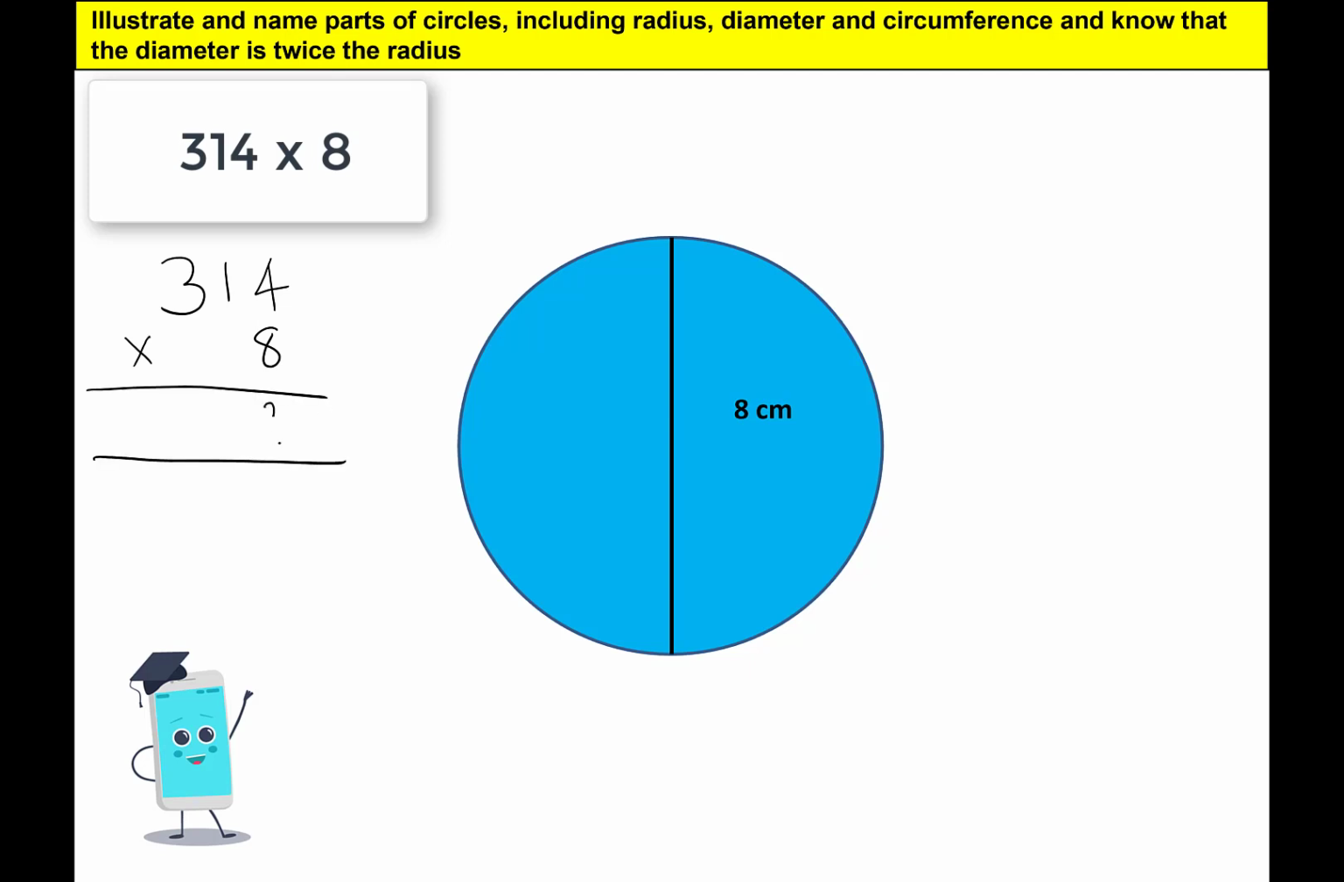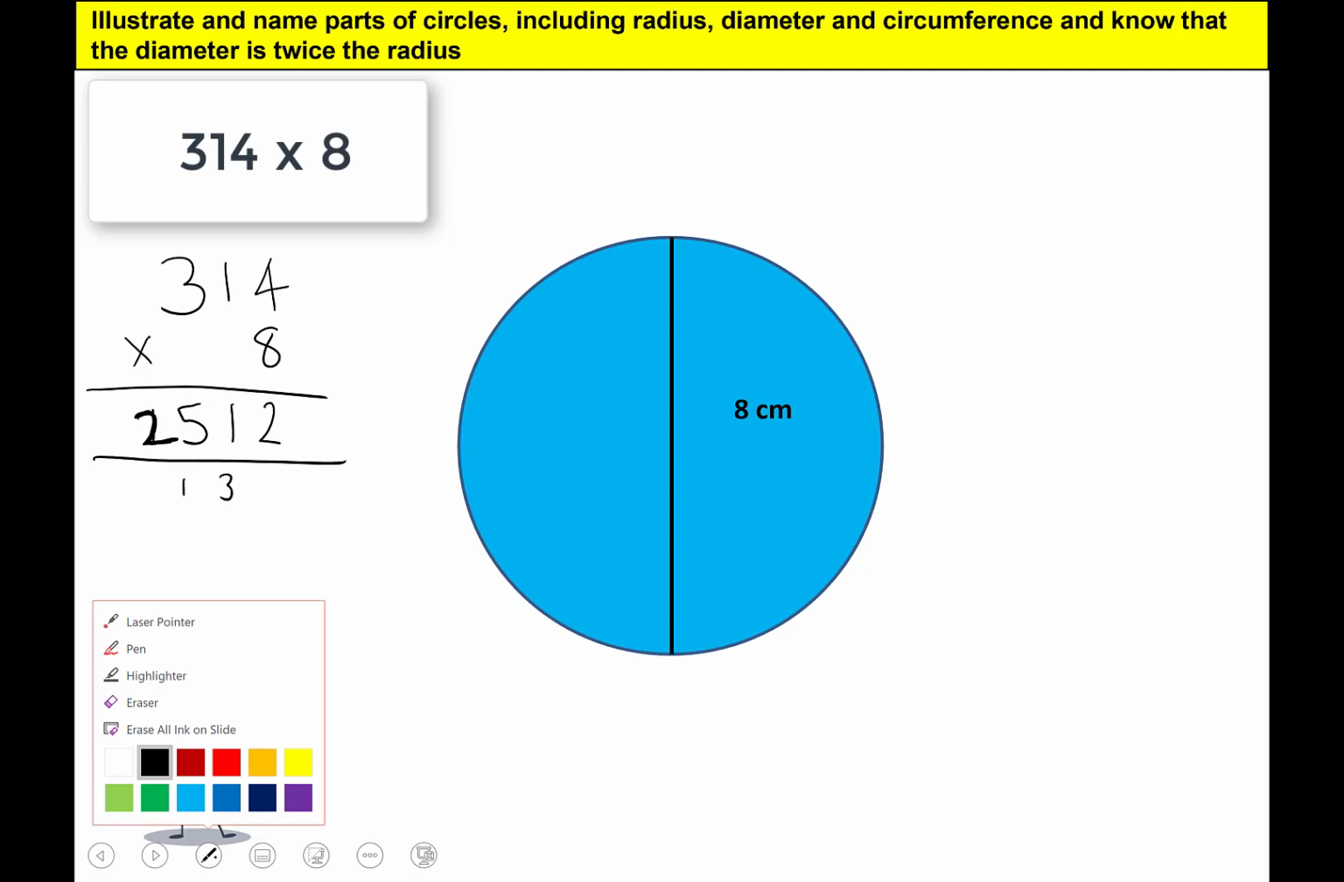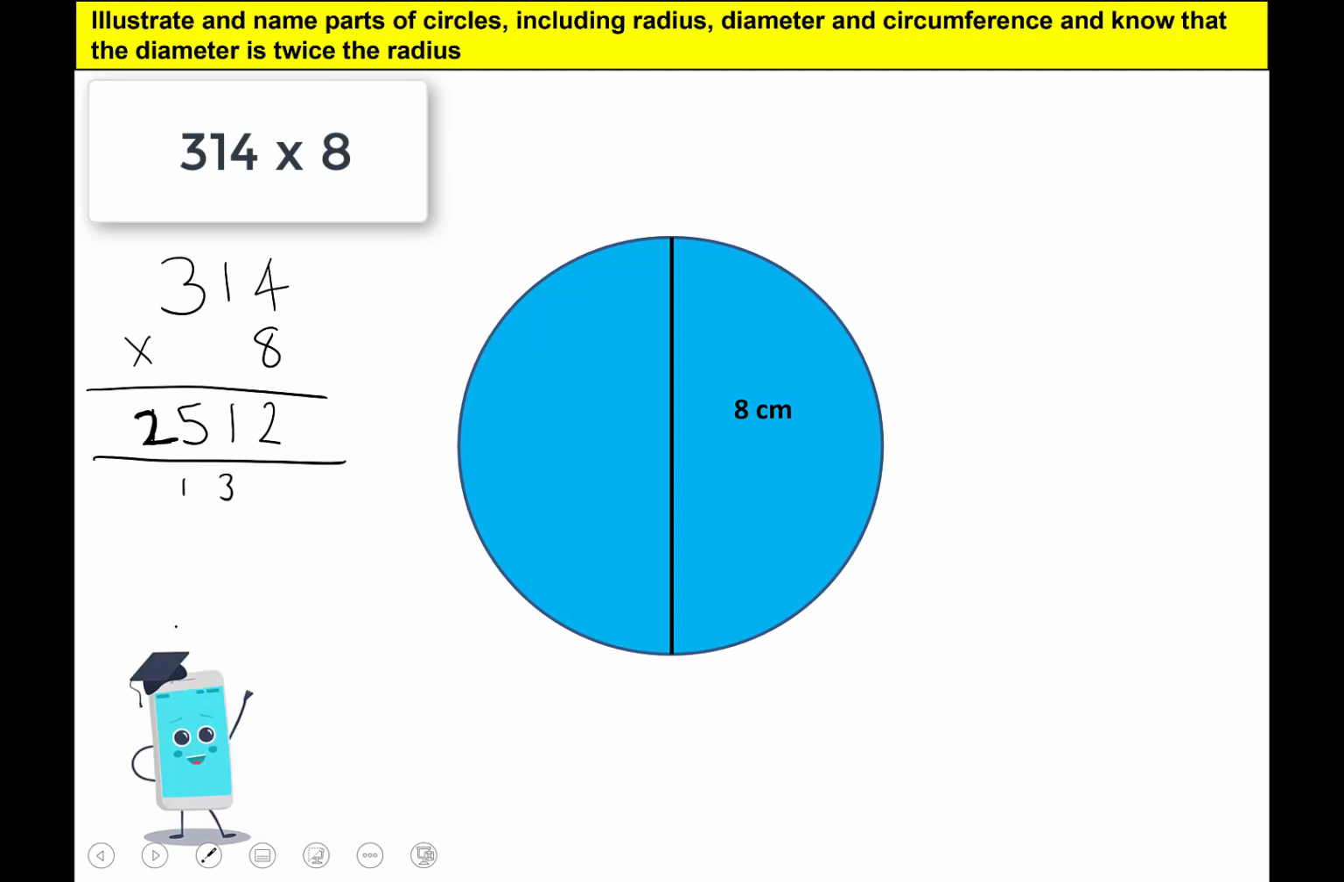4 times 8 is 32. 1 times 8, 8 plus 3, 11. 3 times 8, 24, plus my 1, 25. Now remember what I said earlier: we had made my number 100 times bigger because we had moved this decimal point 2 spaces to the right. So we now need to undo it by moving it 2 spaces back. So we go to our answer and we move our decimal point 2 spaces.